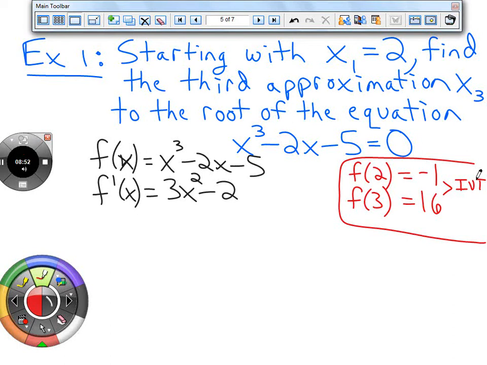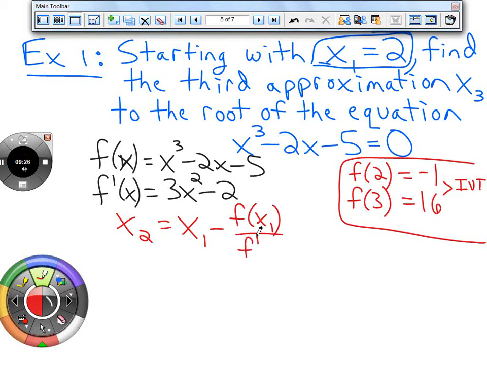All right, so let's go ahead and do the method here. We already have our initial guess, so we're ready to find that next approximation. The way it works is we're looking for x sub 2, and that equals the one right before it. That was the form, x sub n, so this is the one right before it. So x sub 1, minus f of x sub 1, over f prime of x sub 1. Okay?